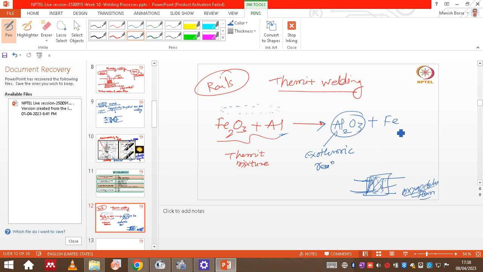So mostly this process is very helpful for joining of the rails, and also the reaction that forms very high exothermic heat, we can say, is that of copper oxide. Okay, so in that exothermic reaction, heat generation will be maximum, even compared to the iron, right? So compared to the Al2O3 formation.